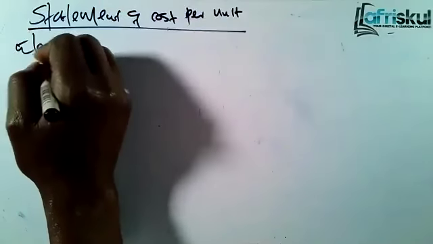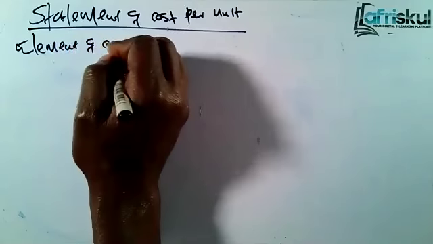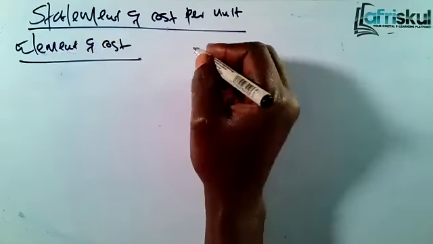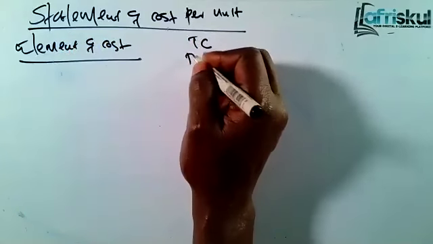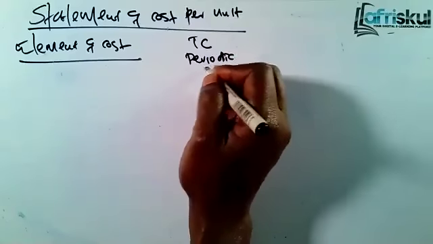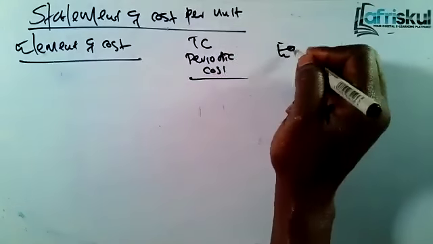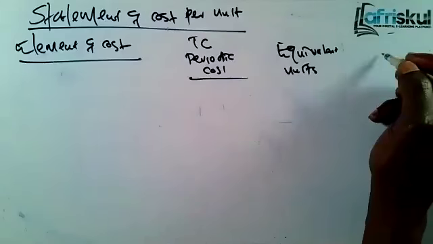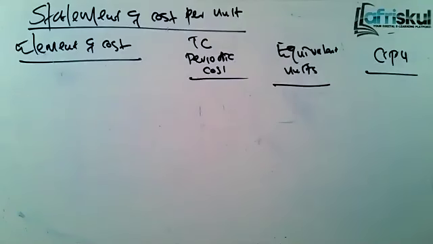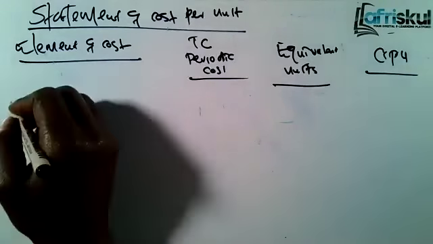So here we have elements of cost, total cost. Here we use only periodic cost. This is periodic cost, equivalent units, and then this is cost per unit. So when you're doing the statement of cost per unit, when you're using FIFO, we only consider the periodic cost only. So material 1.